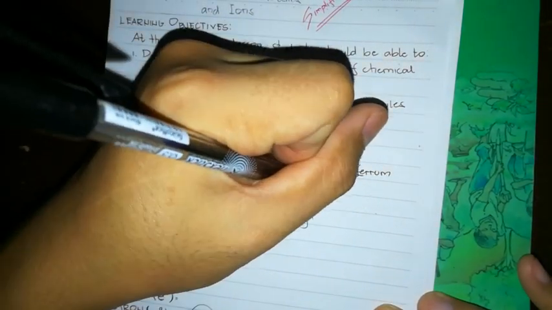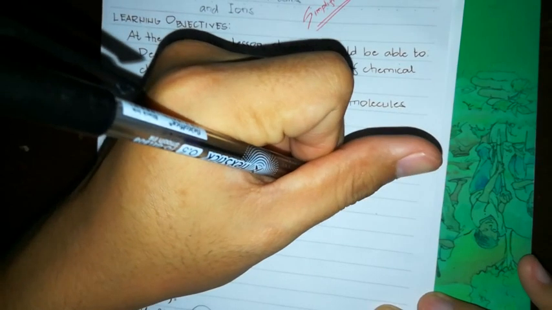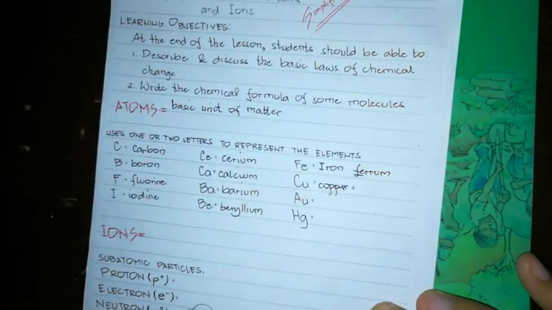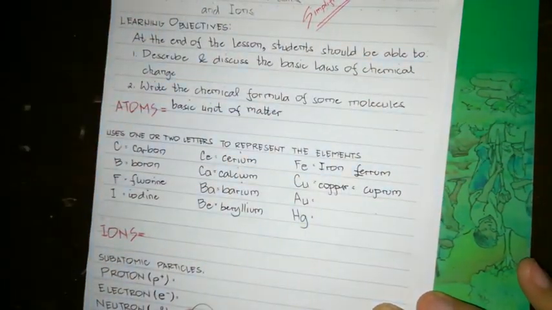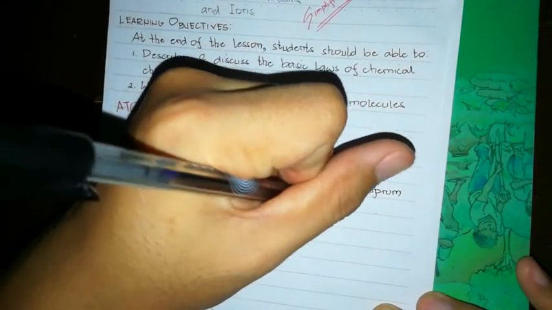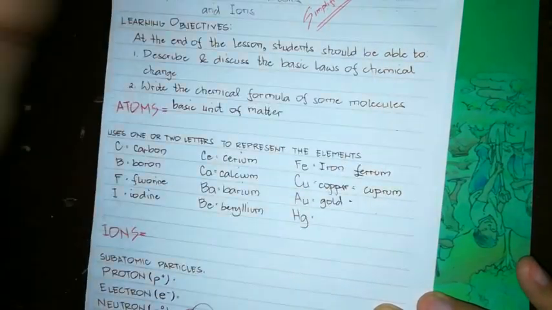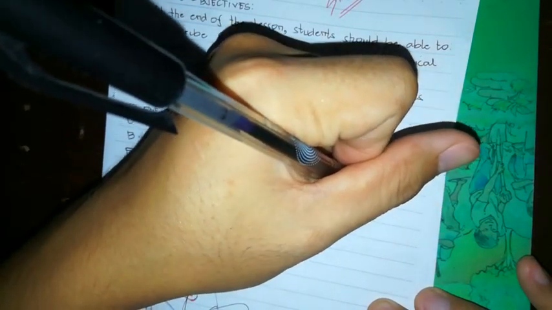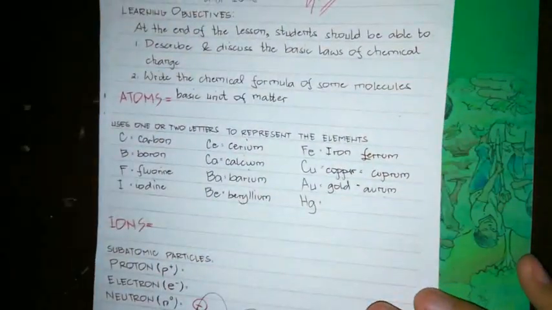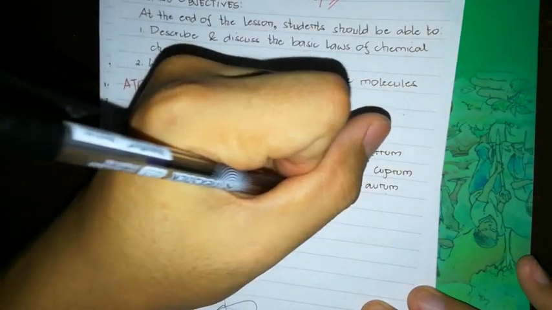Cu is for copper. It got Cu because the Latin name of copper is cuprum. Au is gold. It got Au because the Latin name for gold is aurum. And then we have Hg for mercury.